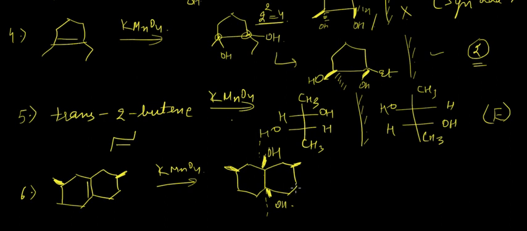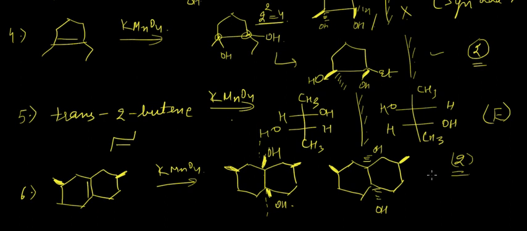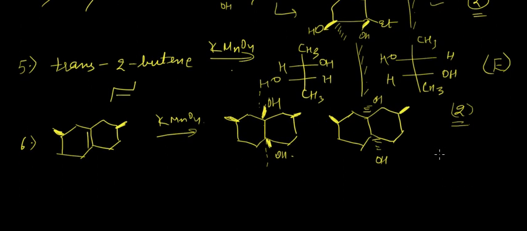Okay, so according to the cyclohexane ring, if the OH attacks below the plane, we would get something like this. And if we flip it around, we would not be able to superimpose it on the first one, hence these two compounds are formed, and both are meso.